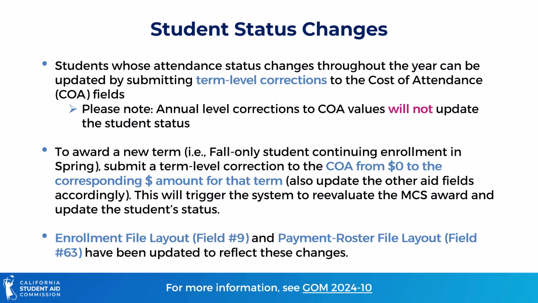To add a new term, submit a term level correction to the cost of attendance that updates the value from $0 to the actual cost of attendance amount for that term. Be sure to also update all other aid fields accordingly. This will trigger the system to re-evaluate the MCS award for that term and update the student's enrollment status. Field number 9 of the enrollment file layout and field number 63 of the payment roster file layout have been updated to reflect these changes.